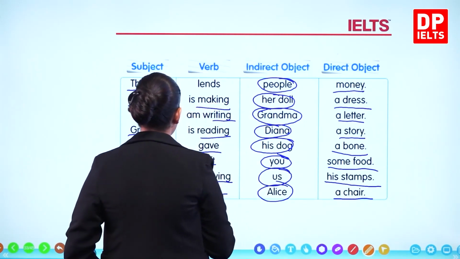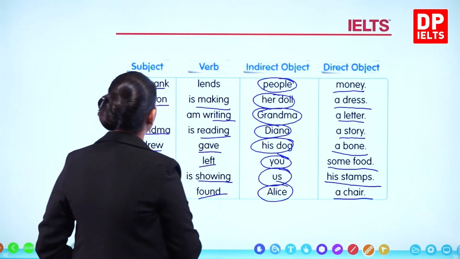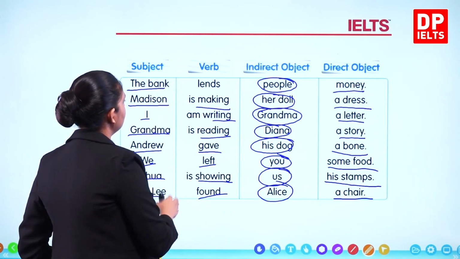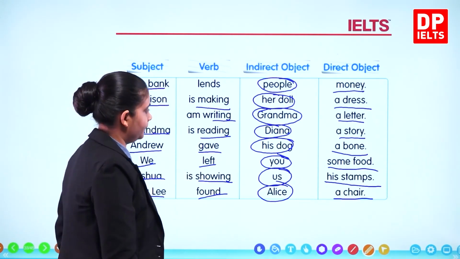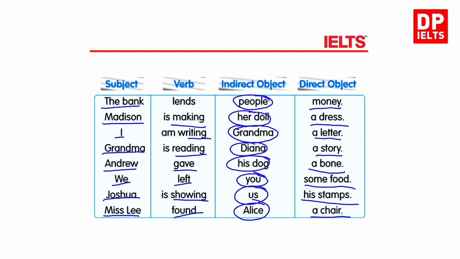Right? So here again, just a quick reminder, subject, verb, indirect object, direct objects are there. Joshua is showing us his stamps. Joshua subject, verb is showing. And யாருக்கு, for whom is he showing the stamps? Us, so indirect is us. What is he showing? Stamps. So that's direct. Miss Lee found Alice a chair.